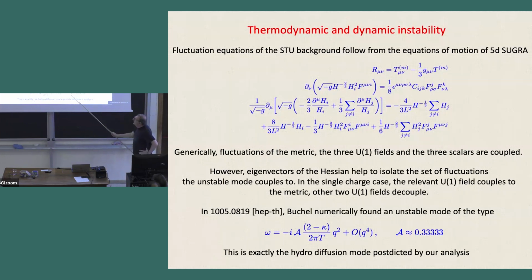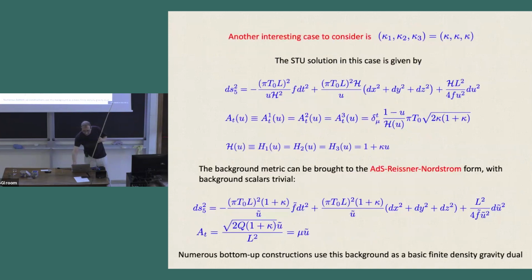And he numerically found an unstable mode of this type, which of course is what we post-dicted, right? So we have a q squared, and he numerically fitted the coefficient A, which is very close to 1/3. He was very careful in stating that this is 0.33333. But yes, this is exactly the hydro diffusion mode, which was post-dicted now by our analysis, and this is just an example. Now let's look at a more interesting example of three equal kappas.